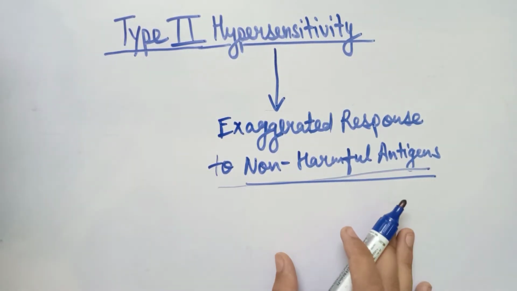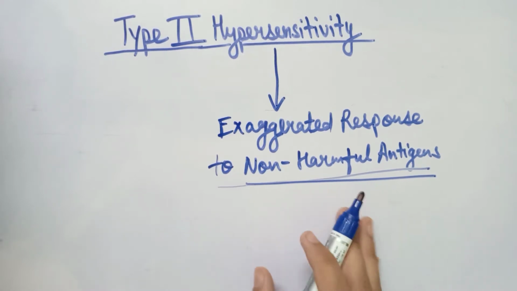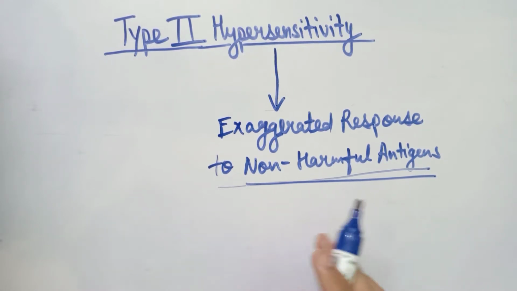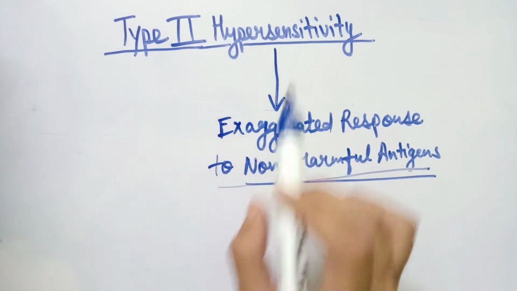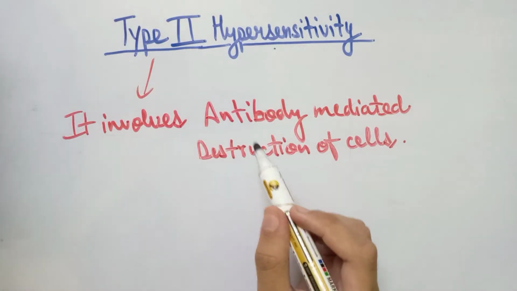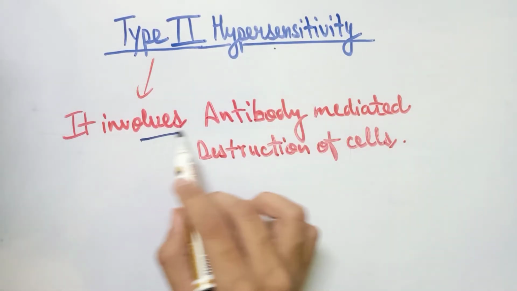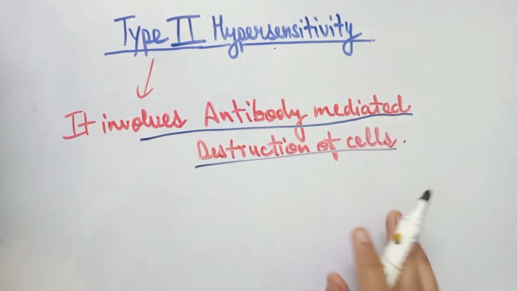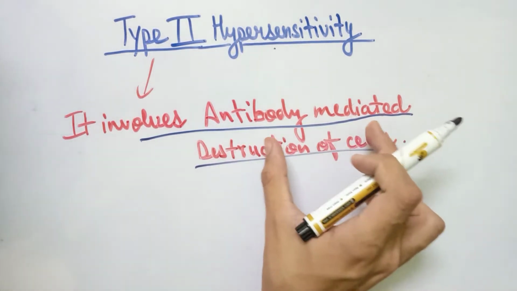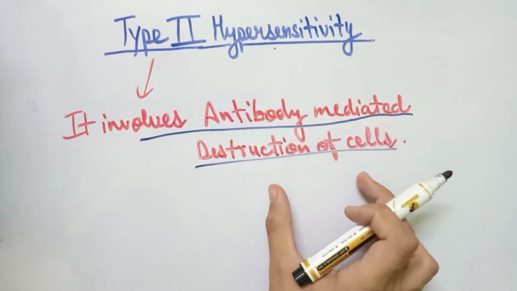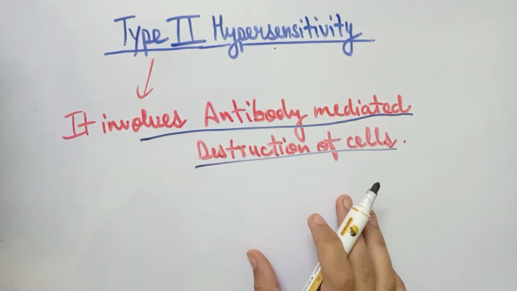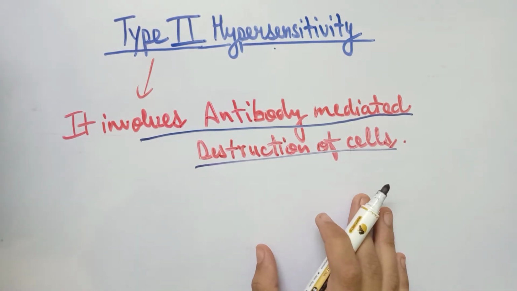And hypersensitivity has four types. The first type we have discussed in our previous video. In this video, we will discuss type 2 hypersensitivity. Type 2 hypersensitivity involves antibody mediated destruction of cells. So antibodies help in the destruction of foreign or self antigens present in the body.